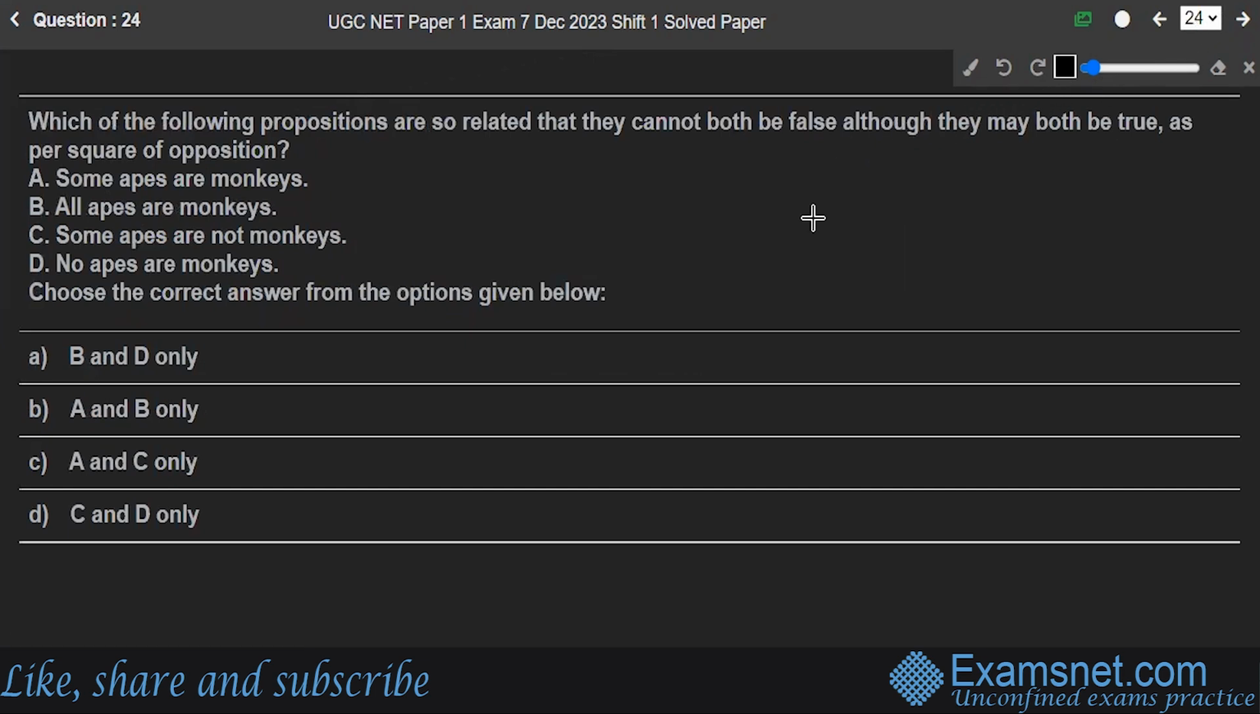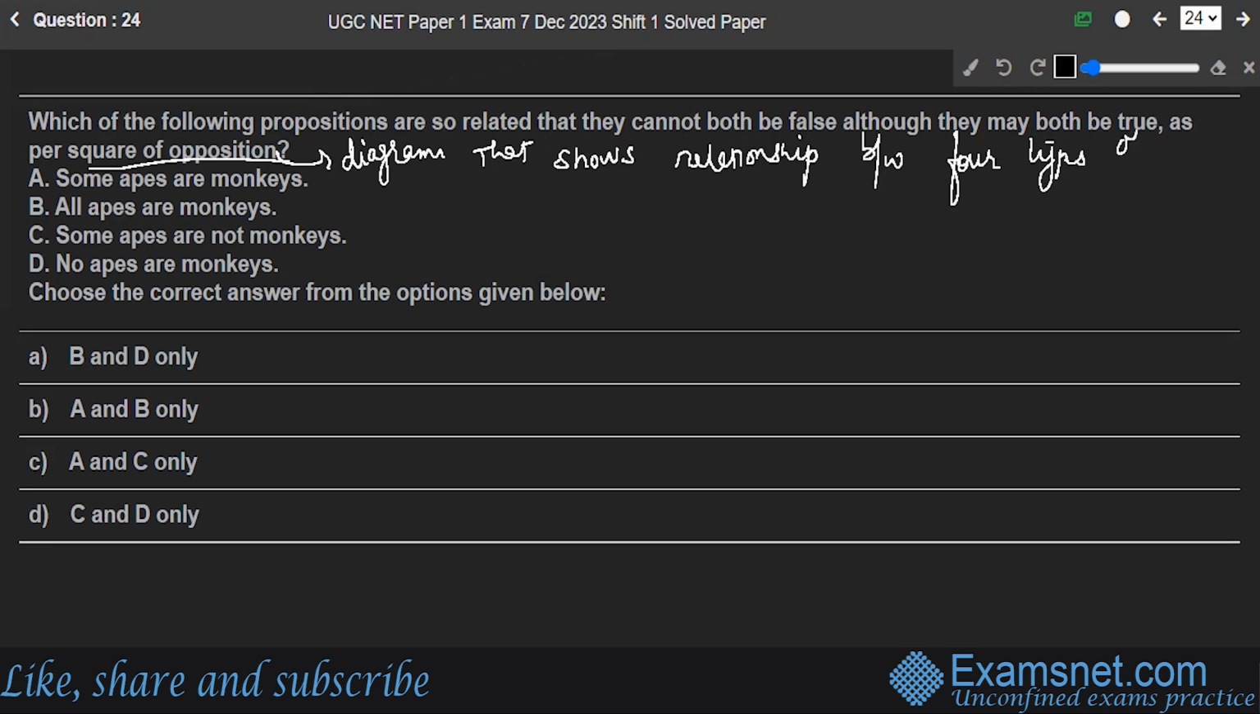Which of the following propositions are so related that they cannot both be false, although they may be true? They both may be true as per the square of opposition. So let's keep the square of opposition in mind. Before discussing all the options, what is the square of opposition? It's a diagram that shows the relationships between four types of propositions.